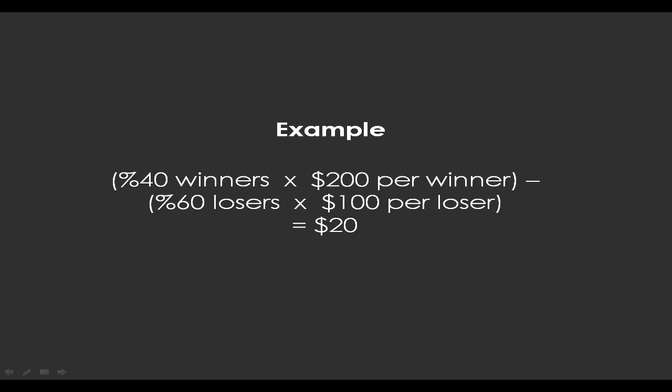Now, the expectancy of the system is telling you that on average, you're going to make about $20 per trade. But does that mean if you took 10 trades right now, at $20 per trade, you were just going to be up $200?